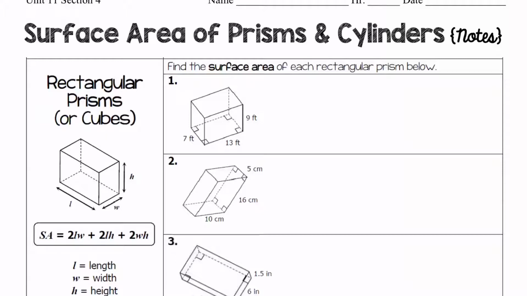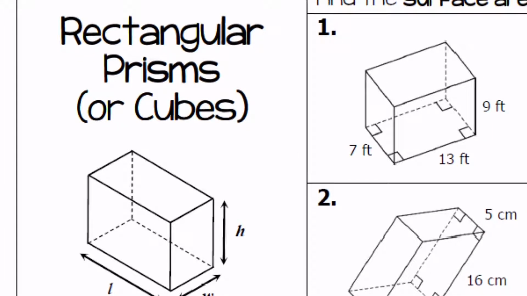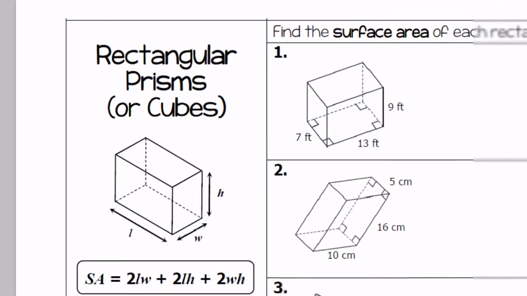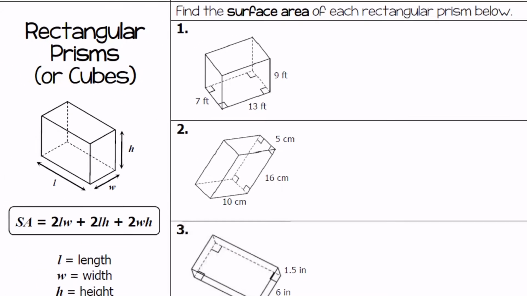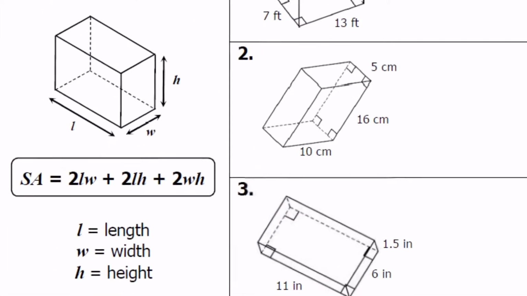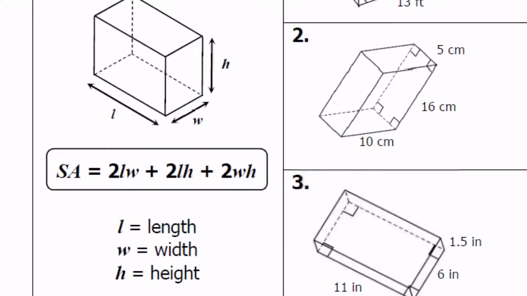So for instance, if I was looking at this rectangular prism down here, if I were to take a piece of paper and wrap it all the way around the outside, it would be the area of that paper. So it's everything that goes on the outside. So to find the surface area of a rectangular prism, we use this formula here.